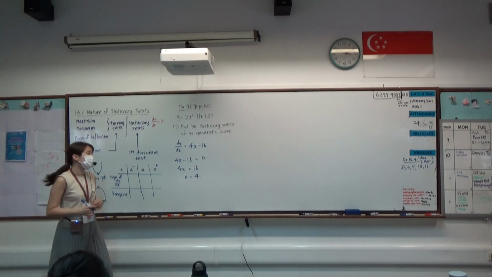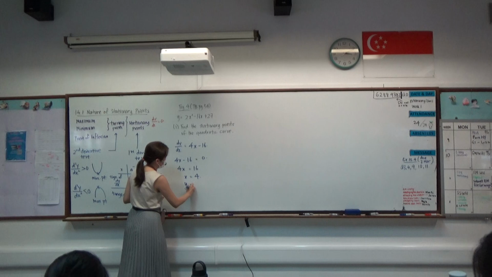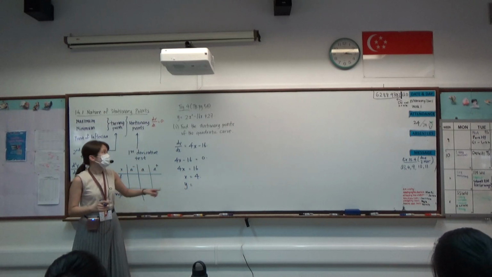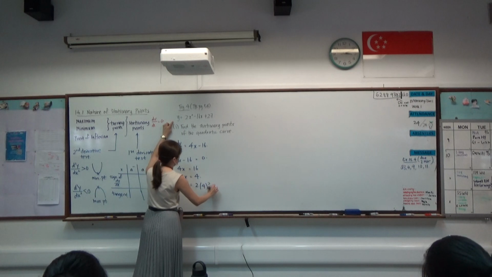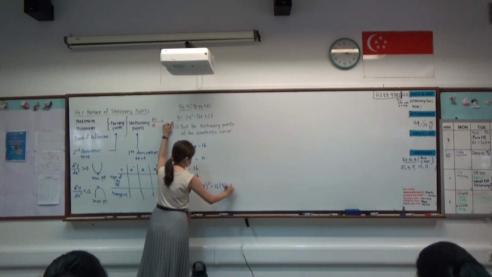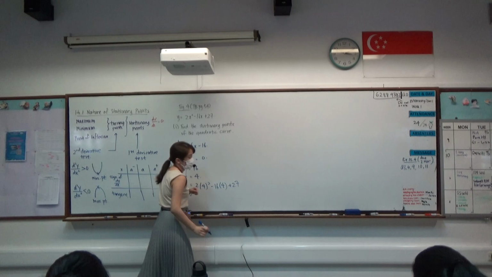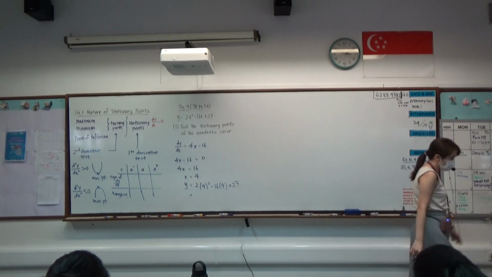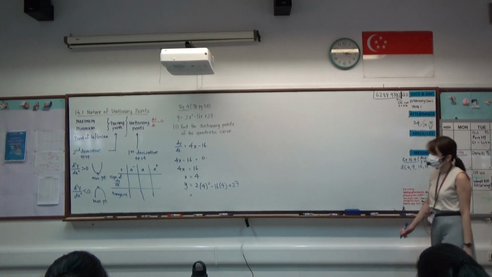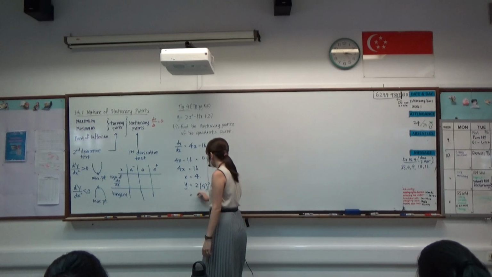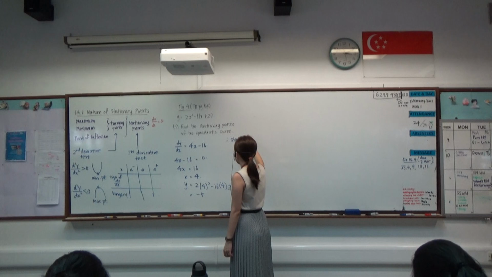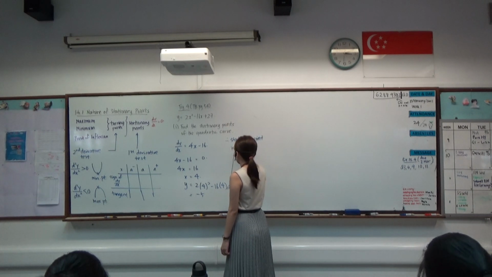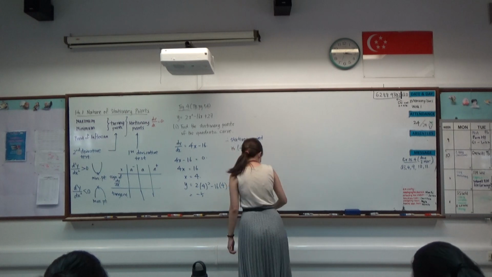We want to find the coordinates, so we got to find a y coordinate. We substitute it back into this equation here. Okay, and we will get negative 5. So therefore, the stationary point is (4, negative 5).